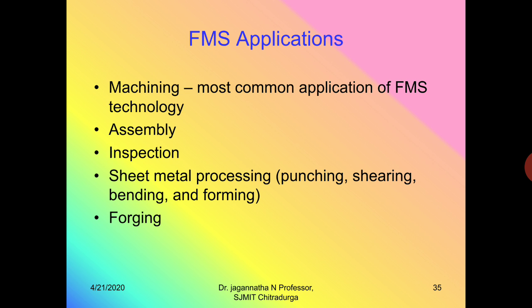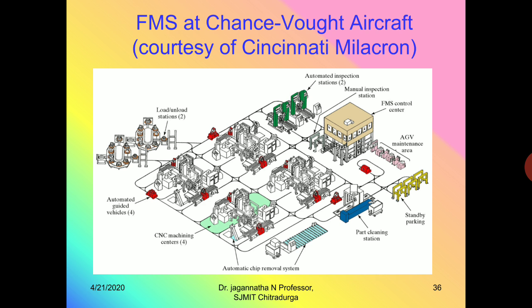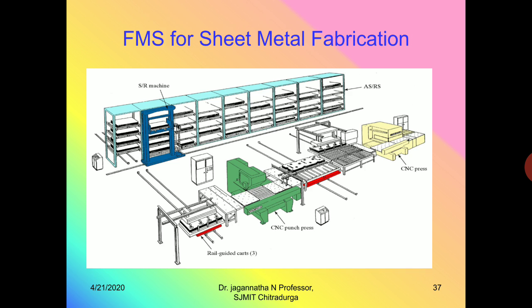Let us come to the discussion about flexible manufacturing system applications. Wherever a machining process is required, the flexible manufacturing system is very suitable, and FMS is not only suitable for machining, but also for assembly, inspection, sheet metal, and forging. Wherever sequential operations are required without resetting the tool and workpiece, and 100% automation is required, then we use the flexible manufacturing system. Here is one systematic layout of FMS used in aircraft manufacturing, where Cincinnati Milacron was the company that first introduced FMS.